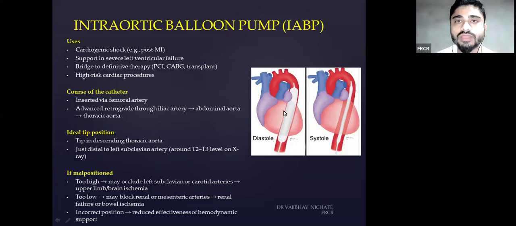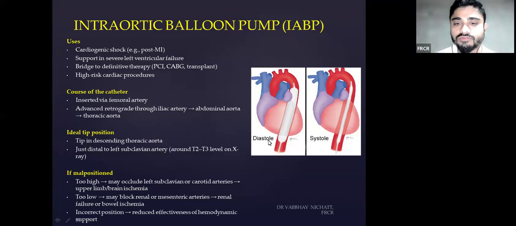So this is how the IABP catheter looks on diastole and systole. On systole, since the heart is already pumping, the balloon will not inflate. Due to the systolic pressure of the heart, the blood is allowed to move distally and freely around the catheter.